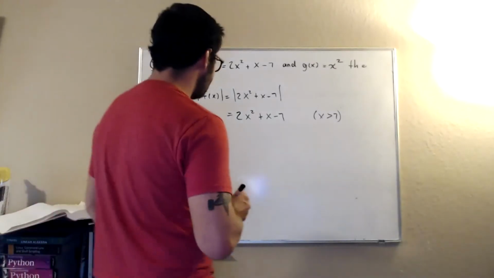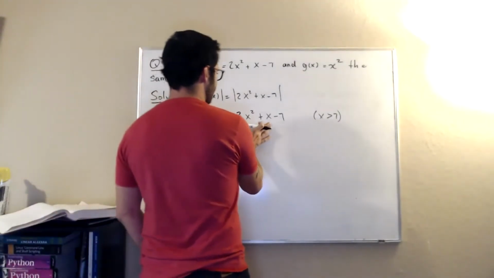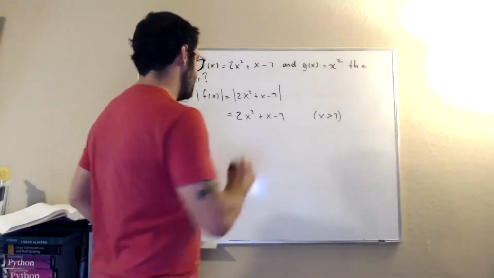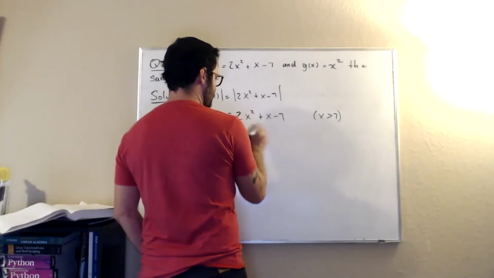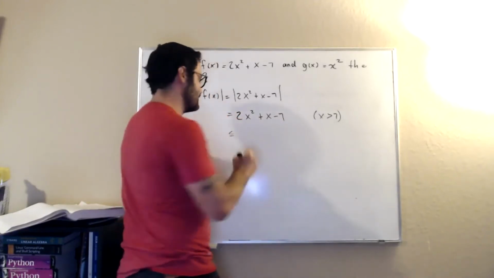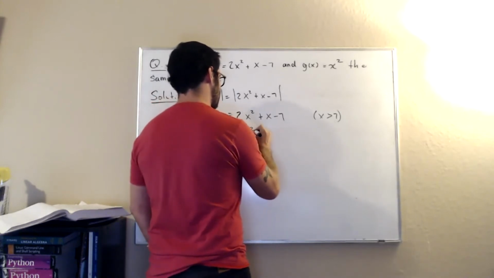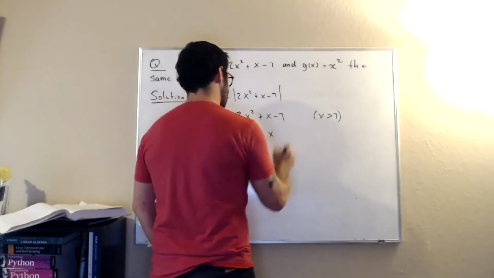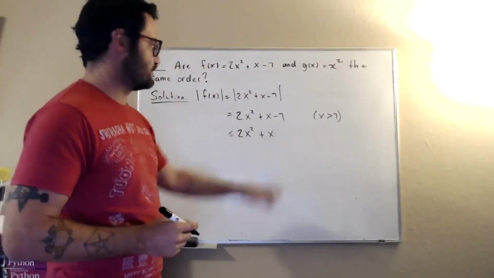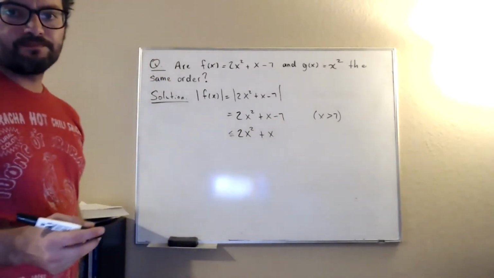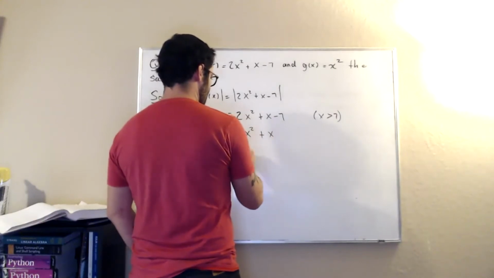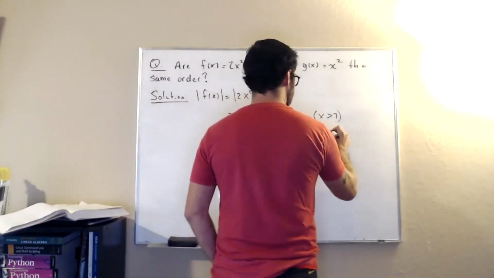Now, since this is positive and we're subtracting off a number there, we can just drop that and say that this is less than or equal. It's actually going to be strictly less than. This is surely bigger than that because you're just subtracting off. And again, we have to make sure that x is greater than 7.